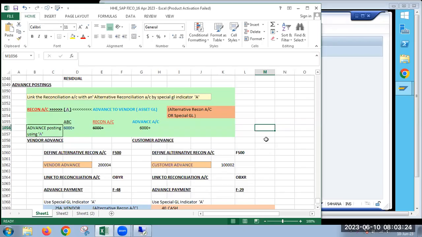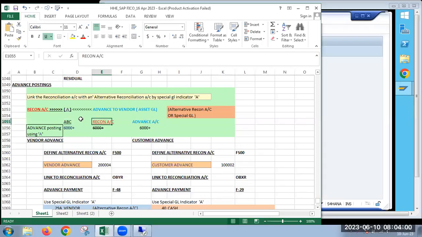Coming to the advance posting, an advance we always have to treat in a different way. Normal vendor balances we consider as liability, but any advance we post to a vendor, we can normally treat as an asset. Any transaction will be copied to the reconciliation account: if it is a vendor, the transaction should be with a liability account, and if it's a customer, it will be with an asset account.